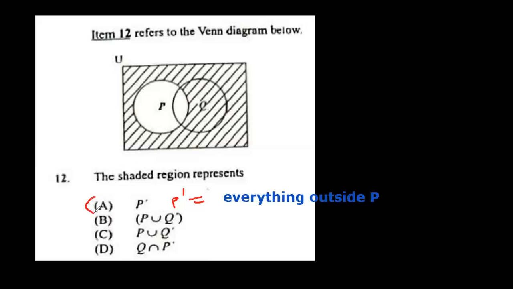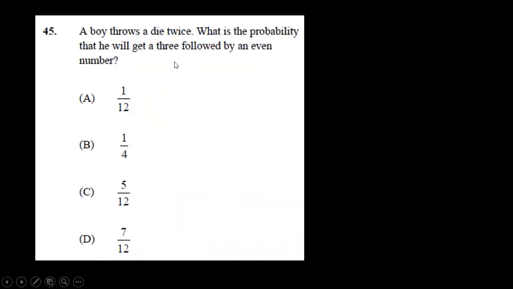And again, when there is a lot of working out to do, the answers are higher up rather than lower down. Continue. A boy throws a die twice.